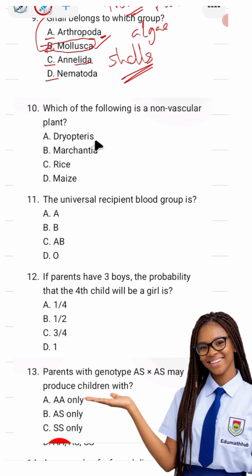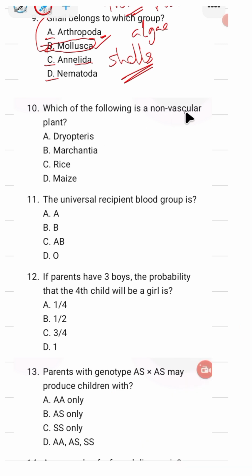Let's go to the next question. Next question says, which of the following is a non-vascular plant? This is the keyword there, a non-vascular plant. So the options you have are Dryopteris, Marchantia, rice, and maize.